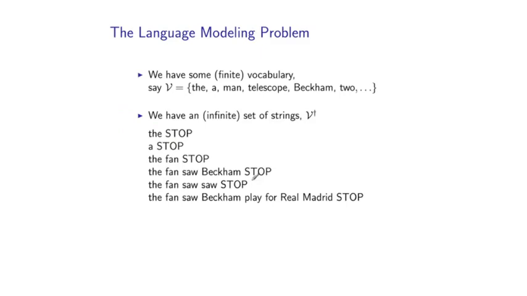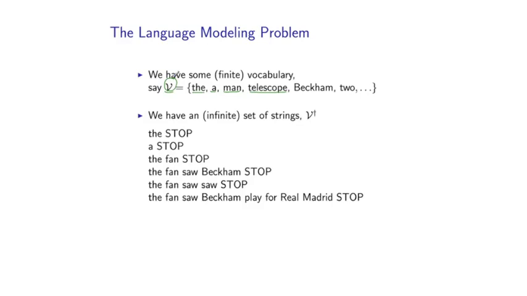We're going to assume that we have some set V, and this is a finite set, and this is going to include all of the words in our language of interest. So imagine we're constructing a language model for English, for example. We might have a set V containing words such as the, a, man, telescope, and so on and so on. And it's not uncommon for this set to be really quite large. It might easily contain thousands or tens of thousands of possible words in the language.